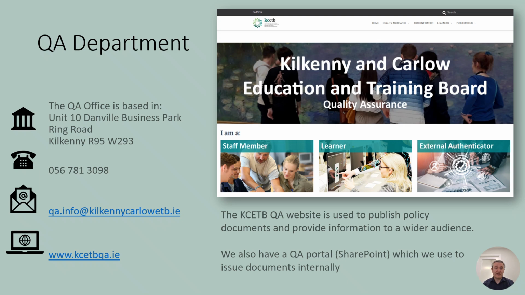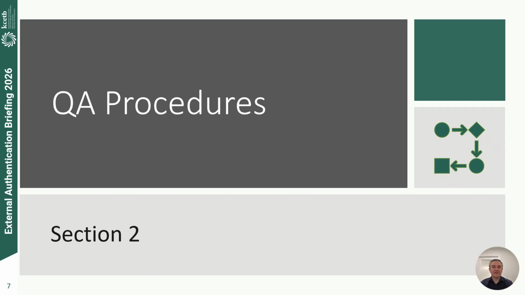This website is our public-facing website, so it's where we publish our policies and documents for a wider audience. We also have our internal QA portal, which is for sharing documents that are only for staff, like our descriptors, for example. So Section 2 is our QA procedures.